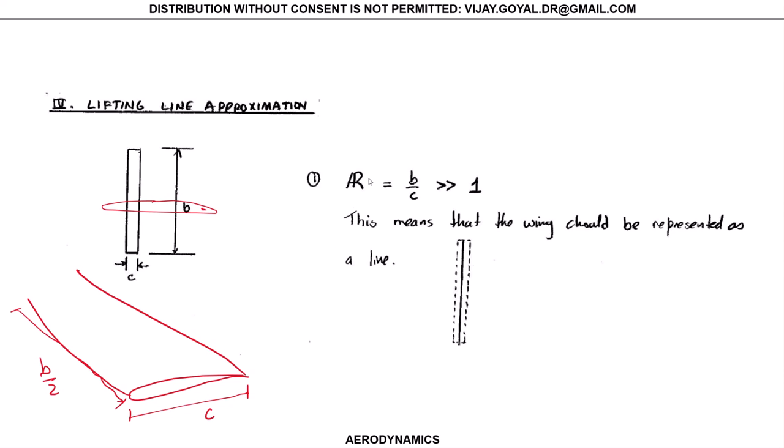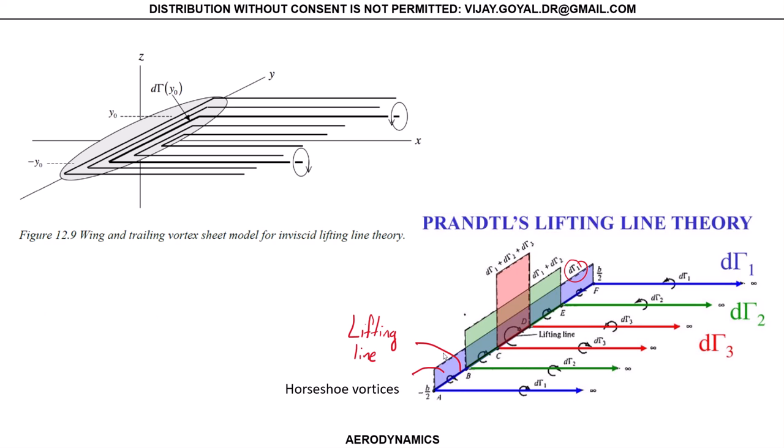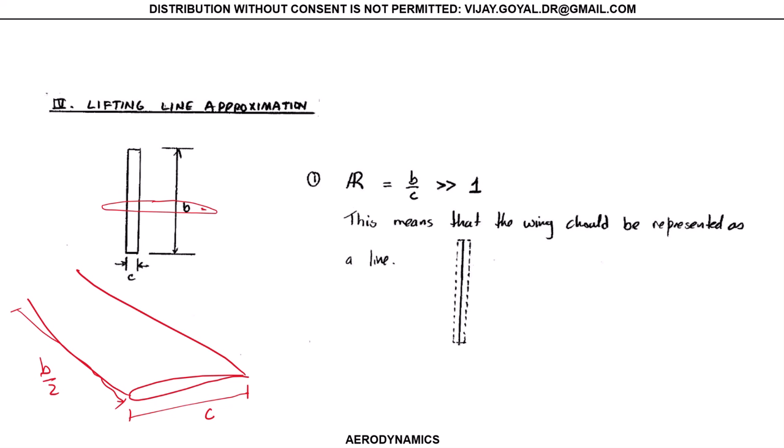So for aspect ratios that are way bigger than 1, the wing can be represented safely as a straight line. So that's what we did here, right? We assumed everything was a straight line. That's what we call a lifting line approximation.